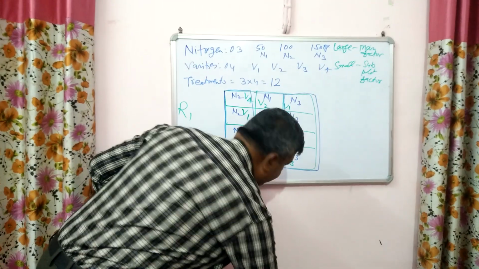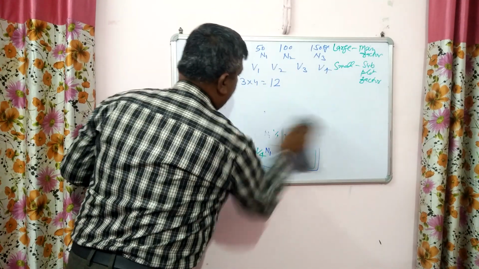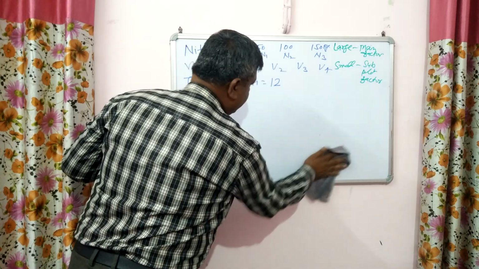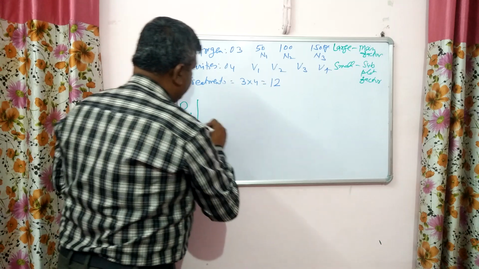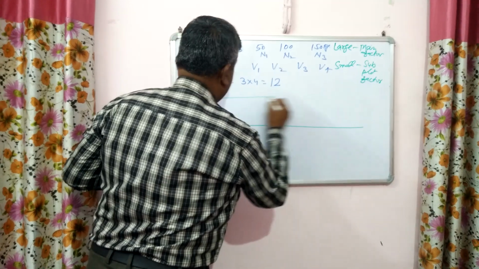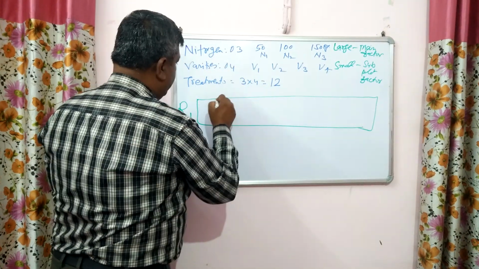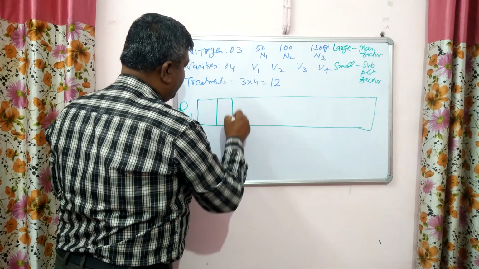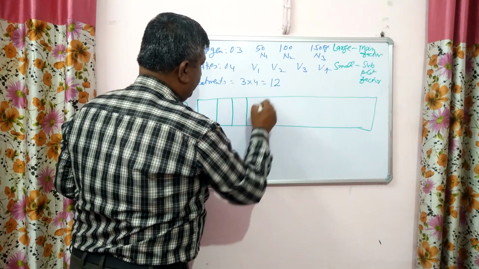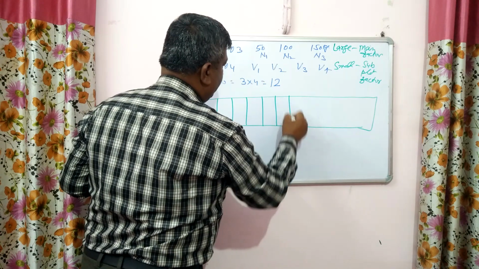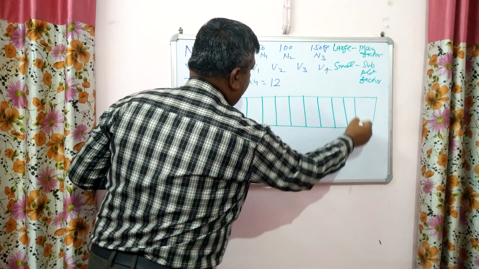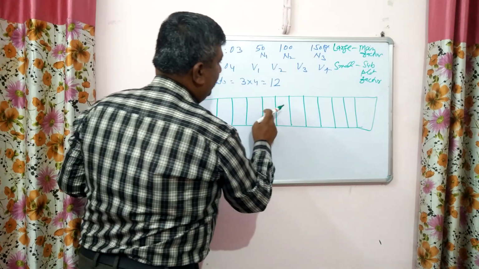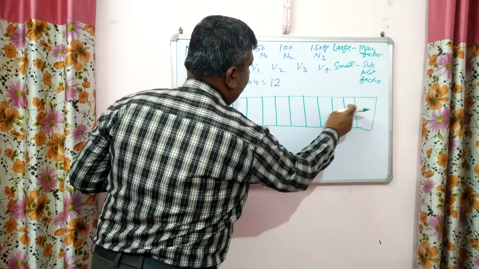If suppose plot is long, so in such case, suppose there is a long plot, this strip is there, strip wise, and it is R1. So make 12 plots, 1, 2, 3, 4, 5, 6, 7, 8, 9, 10, 11, 12.